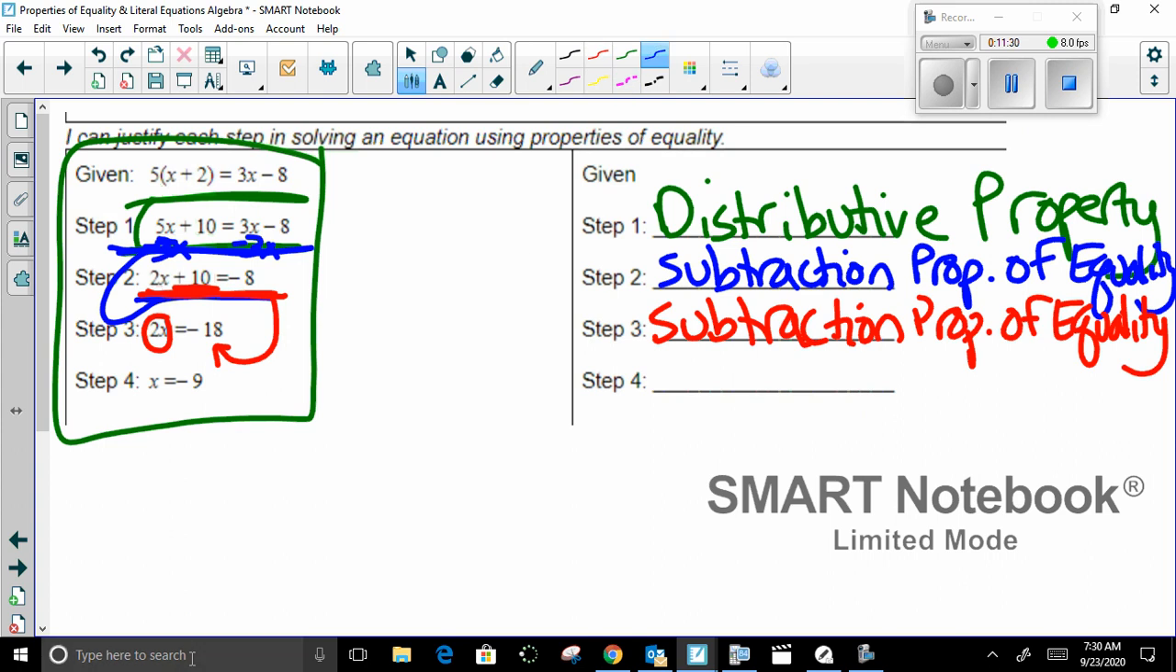And then last but not least, I went from this, 2x equals negative 18, to this. And that, of course, to get x by itself would be your multiplication property of equality.